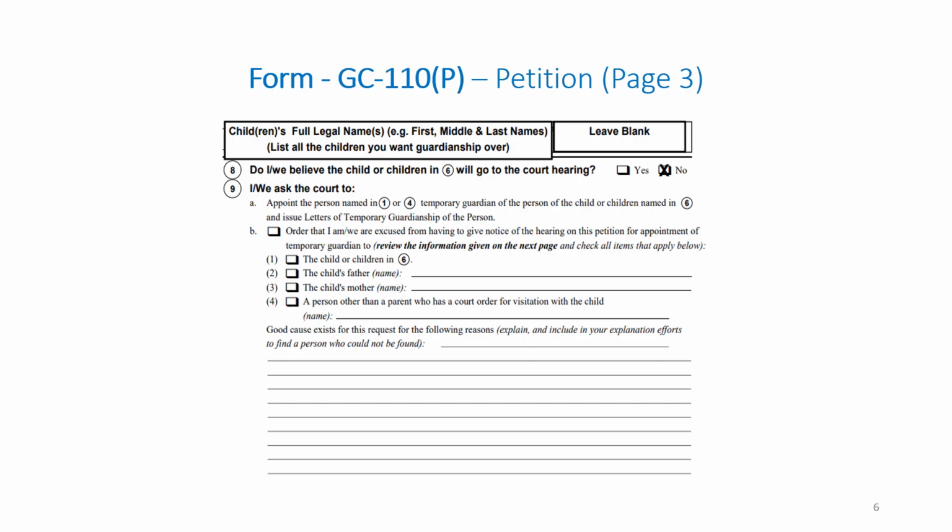Page 3, Item 8 asks whether the child or children will go to the court hearing. On the Self-Help Center form pack, this is pre-marked to answer no. Note that in almost all cases, the child or children do not need to attend the court hearings. An exception is if the child is themselves the petitioner. Item 9. If you are asking for a temporary guardianship, then item 9 should be blank.